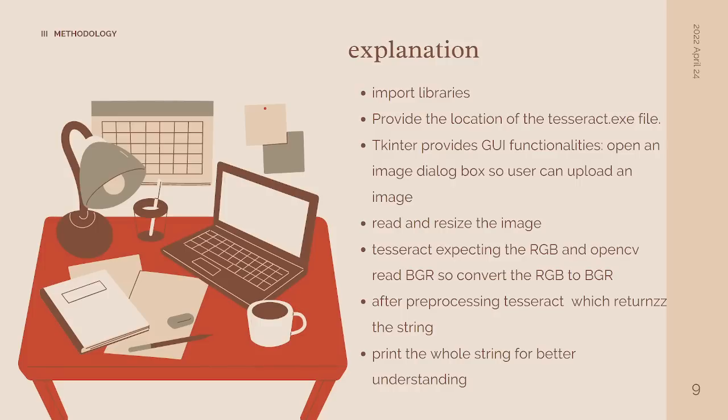Then the fourth point, read and resize the image. Tesseract expects the RGB format, but OpenCV loads the image in BGR format, so we need to convert BGR into RGB. Once converted to RGB, Tesseract returns the string automatically, then print the whole string for better understanding. This is the explanation about today's task. Okay, right.